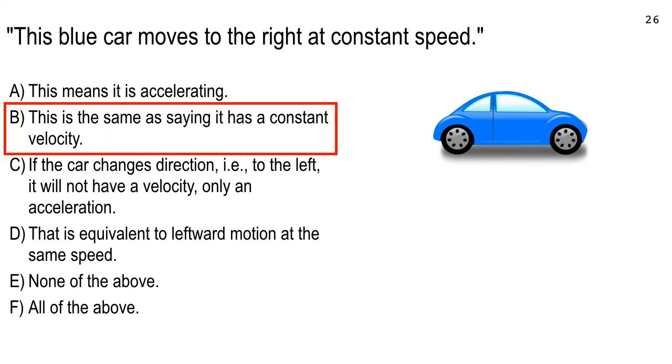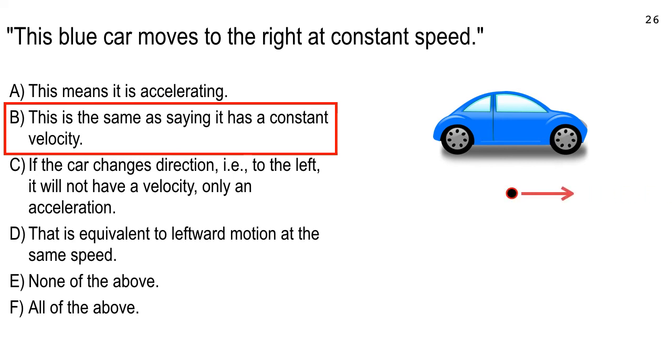Yeah, this is the correct answer. It's constant. Yeah, constant velocity, constant speed, and it's moving to the right. So there's a constant direction, moving to the right, and constant speed. Ding, that means constant velocity. All right, now we're doing a lot of thinking about concepts here. Let's go to the next.